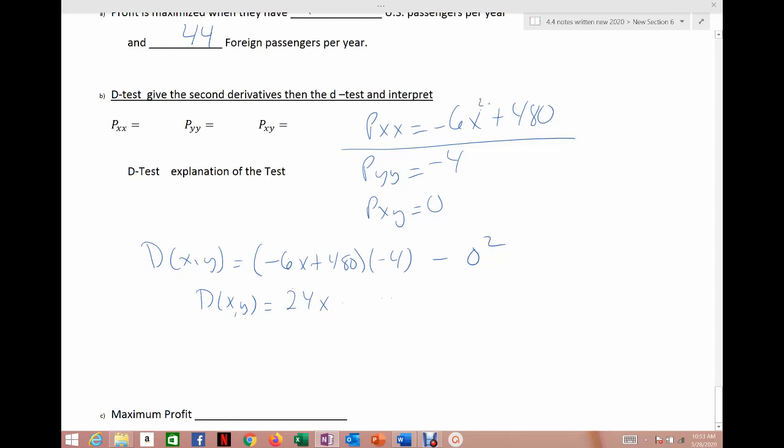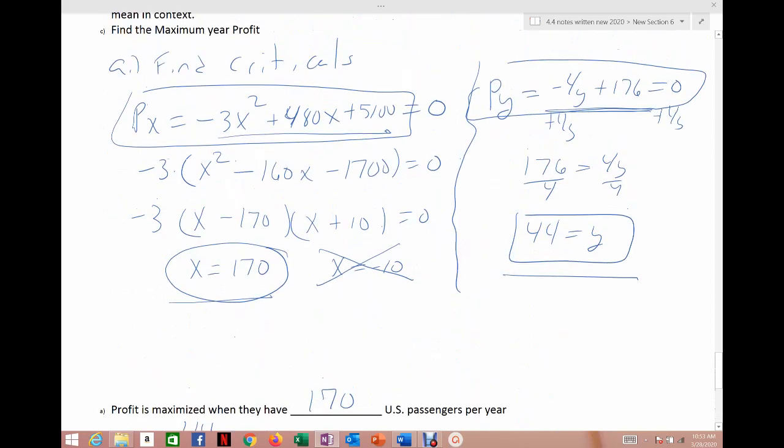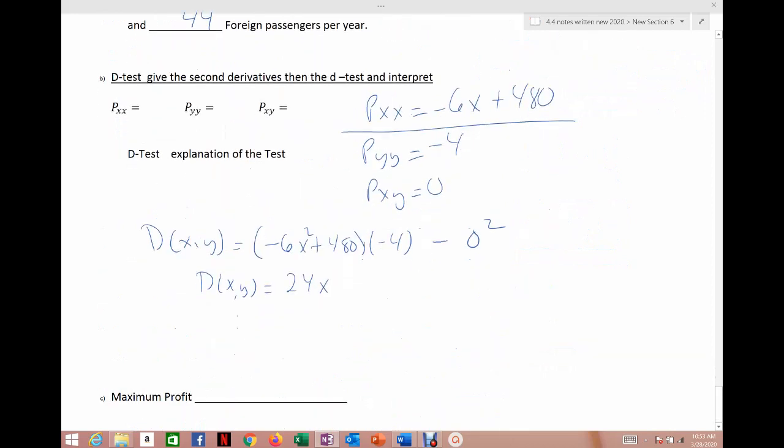Oh, that should have been a squared. I missed my squared there, right? If I go look at my... Well, not squared. Alright, I had it right. Don't doubt yourself. Go with your first instinct.